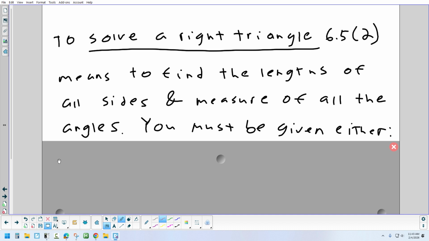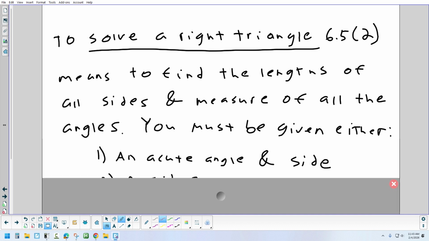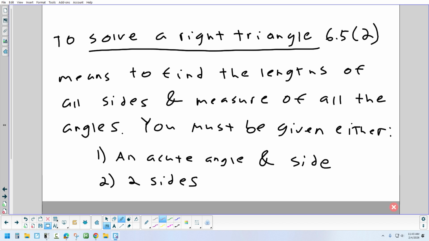Now, in order to solve for the things that you are missing, I have to give you 2 more pieces of information in addition to the 90. I could either give you another angle and another side, and that's enough information to figure everything else out. Or I could give you both of the sides. I couldn't give you both of the angles.